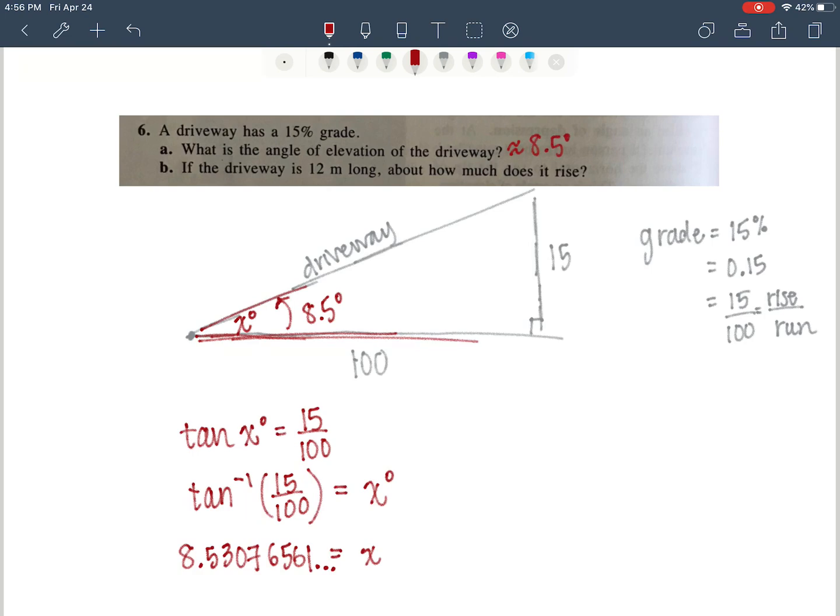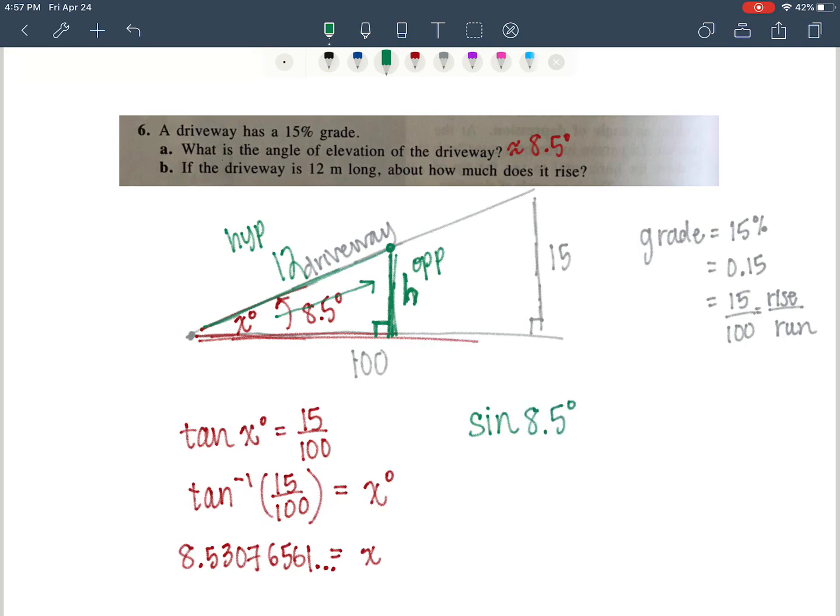Now use that to find that if the driveway is 12 meters long, how much does it rise? So now if the driveway is only 12 meters long, let's just say that this is 12 meters. So now I'm going to use similar triangles, right, to find this rise or this height of the driveway, right? So I've got opposite and hypotenuse. Opposite and hypotenuse is your sine function. So the sine of now 8.5 degrees.